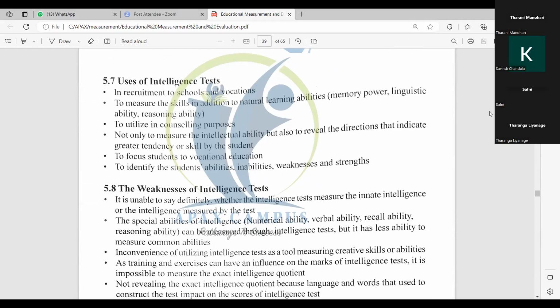Uses of intelligence tests in recruitment to school and vocations. So for selection purposes, we can use them.